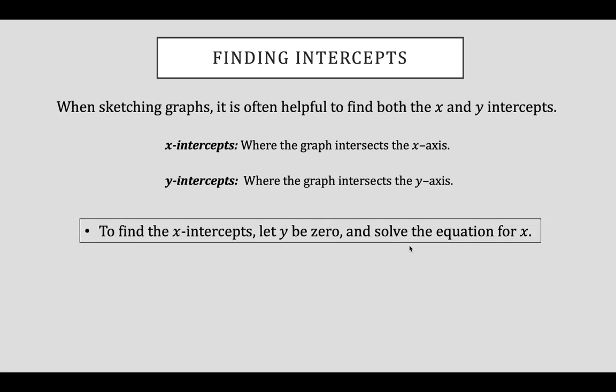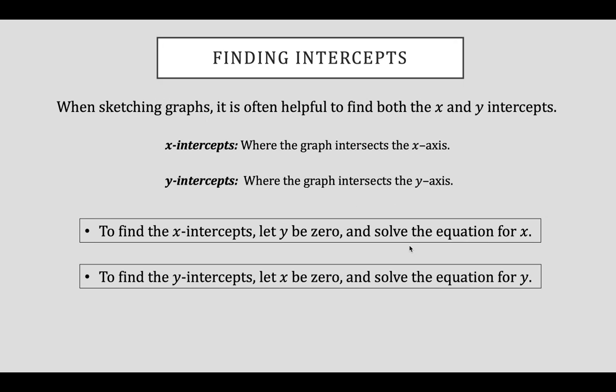To find x-intercepts, let y be 0 and solve the equation for x. We're going to replace y with 0 and solve. To find y-intercepts, let x be 0 and solve the equation for y. To find our y-intercepts, we're going to just set x equal to 0.